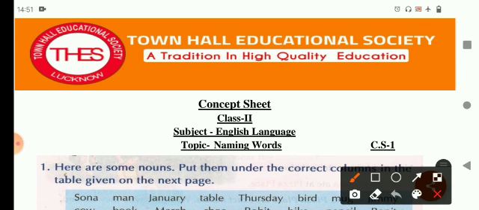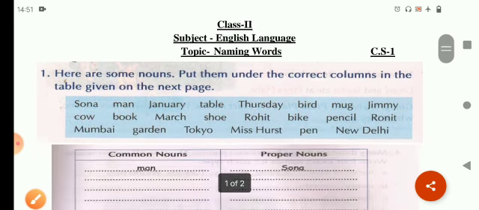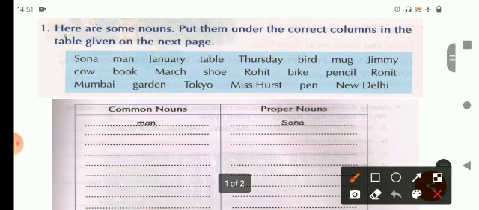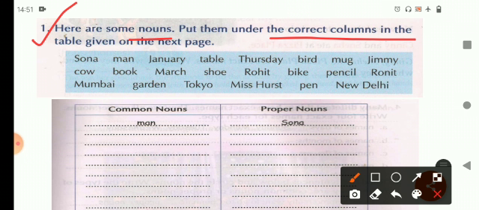Today's topic is taken from English language and your topic is naming words. And children, you all know that naming words means noun. And in your concept sheet, first question, here are some nouns and you have to put them under the correct column. The column 1 is common noun, column 2 is for proper nouns, and you can see some mixed nouns are given here in this bracket.